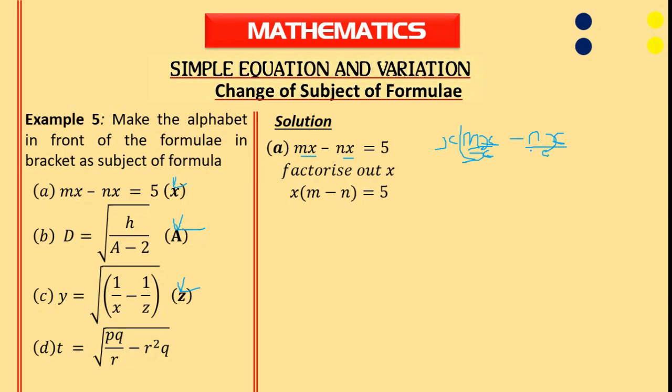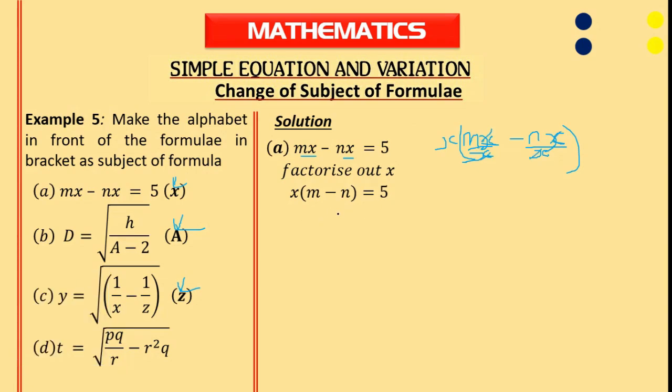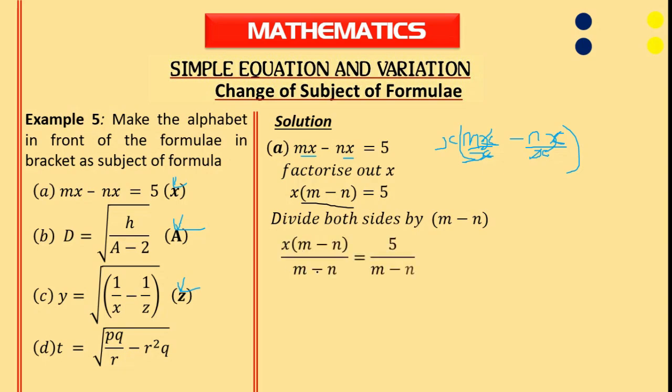If you do that, of course, you know that x cancels x. So from here, the next thing is x is a product of m minus n. So the reasonable thing to do is to discard m minus n, which we don't need here. You divide both sides by that value, m minus n. By that, we have done justice to it. In this case, m minus n cancels m minus n. So that means x will then be equal to 5 over m minus n. That is the answer to that question.